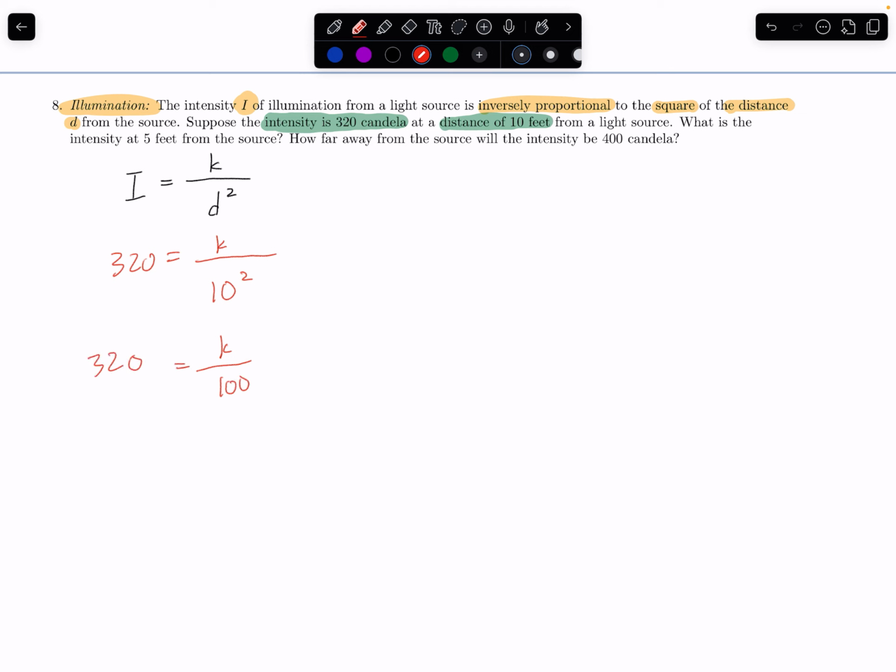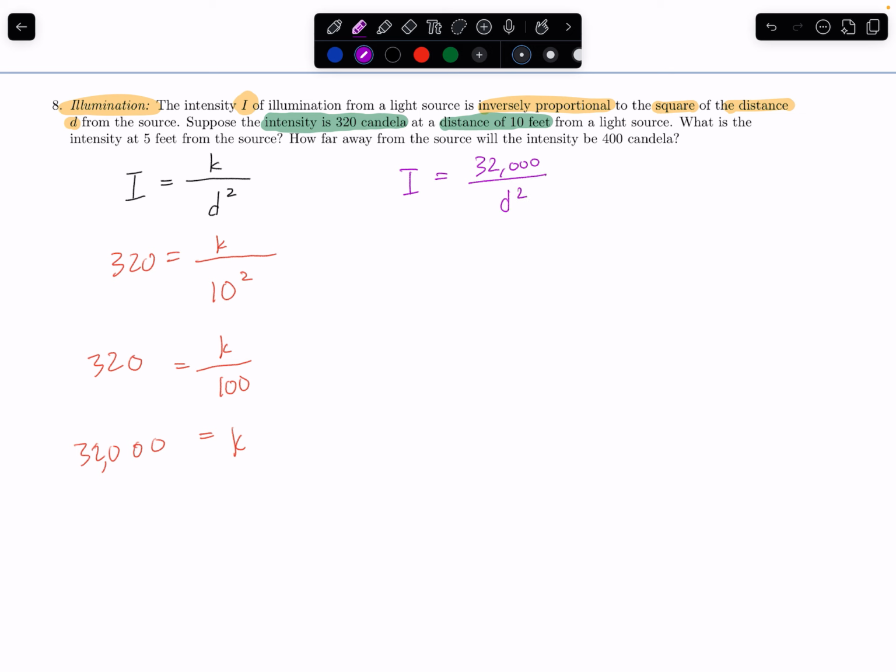And now to solve for k, I have to multiply by 100 on both sides. That would give me k is equal to 320 with 2 extra zeros, or 32,000. So there's your k. Now once you have that k, we do the same thing we always do. Plug it back into my equation. So it's 32,000 over d squared.